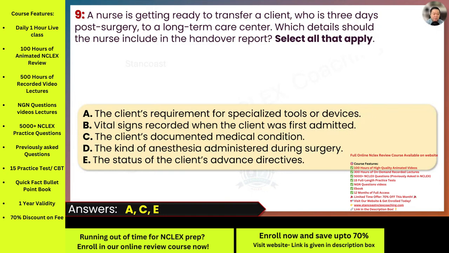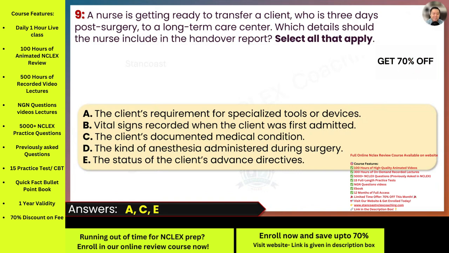Now, what about letter E? Why is this correct? Well, it's because the advanced directives will guide the medical decisions if the patient cannot speak for themselves. And if a patient has a DNR order, the new facility will know this immediately to avoid any unwanted interventions. And so you have to include in the handover the information about the advanced directive to respect the client's autonomy and also legal requirements.